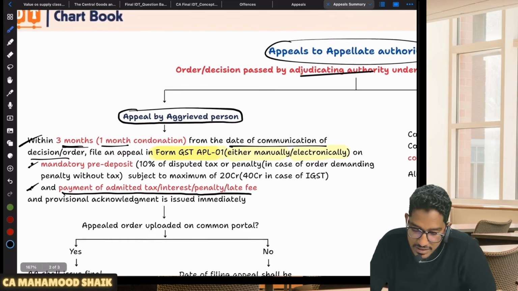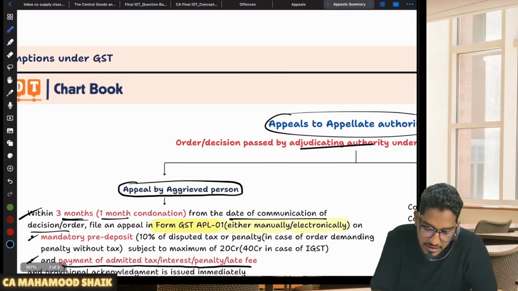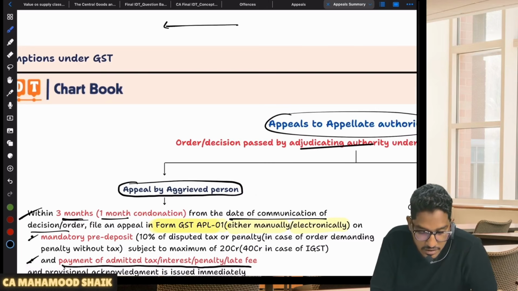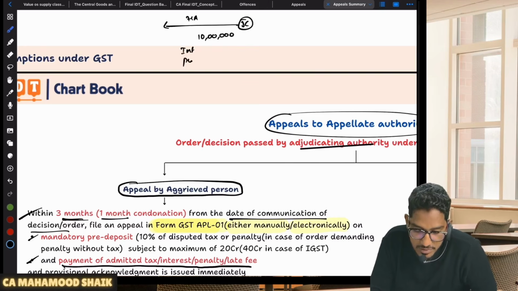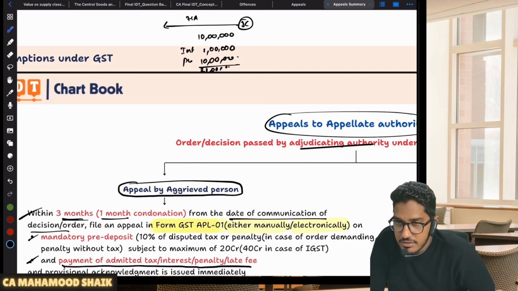Sir, what is this admitted tax, interest, penalty and late fee? Let us say the superintendent or JC has given an order under 74A. He has passed an adjudicating order where he told that you are required to pay a total of 10 lakh rupees of tax, on which interest also you are required to pay, penalty also you are required to pay. Let us say interest he is saying 1 lakh rupees, penalty he is saying 10 lakh rupees, total 21 lakh rupees of demand he has given.